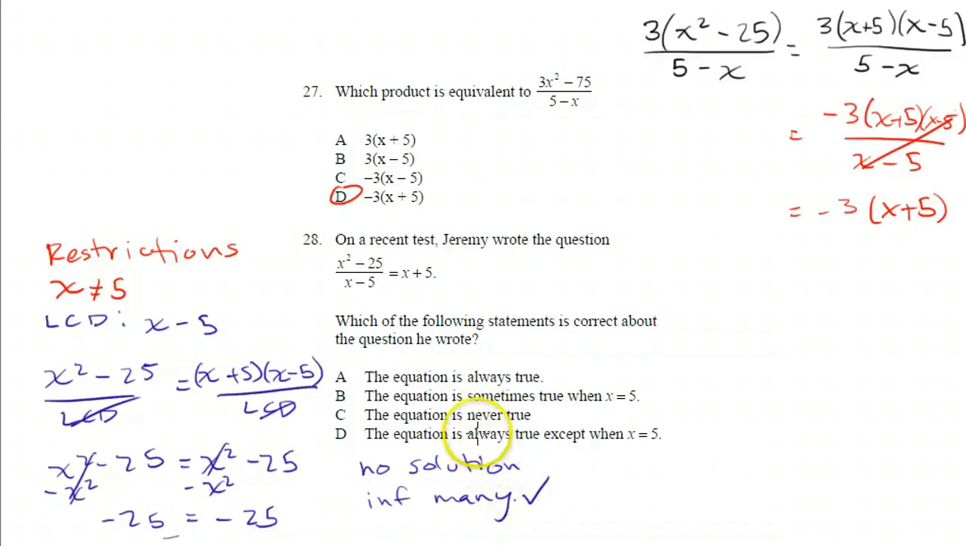However, our problem is we do have a restriction, so it is always true, except since we can never have x is 5, we just say it's always true, except when x is 5. So that's this one right here, D.